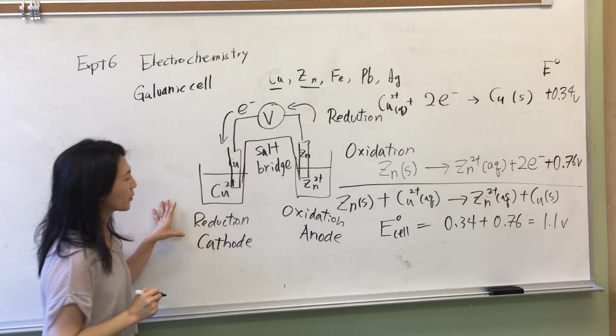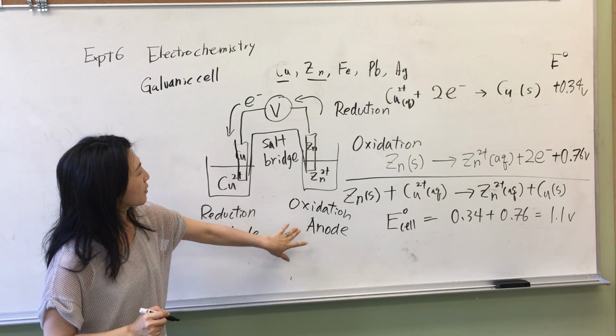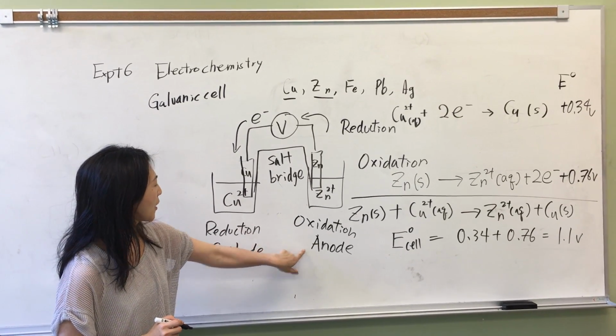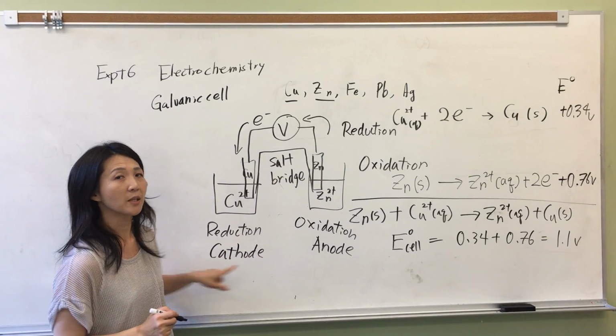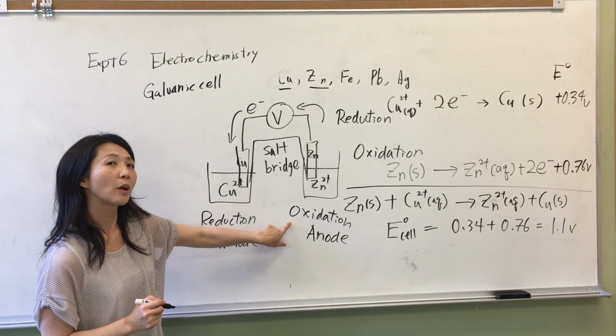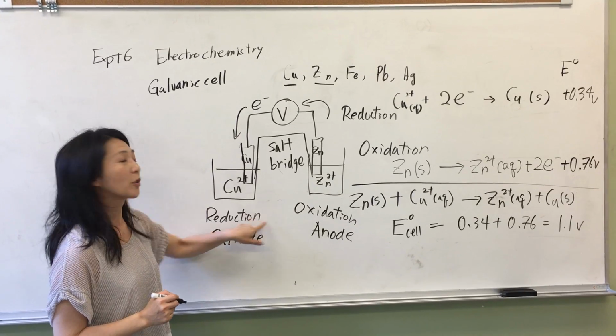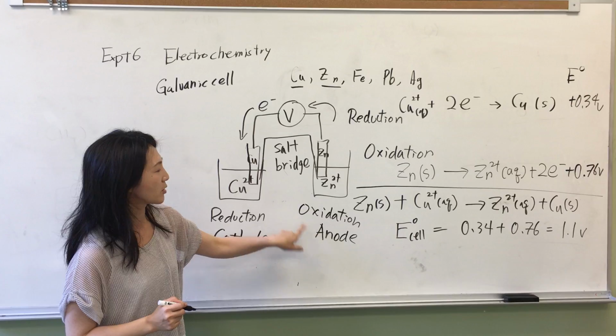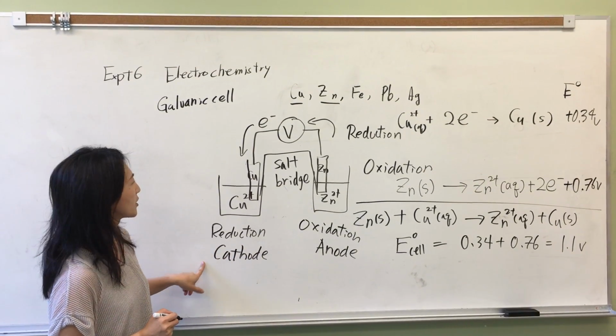The way you remember is alphabetical order. So A comes before C, right? A, B, C. And then O also comes before R, so O, P, Q, R. Okay, so that's the combination: oxidation is anode and reduction is cathode.